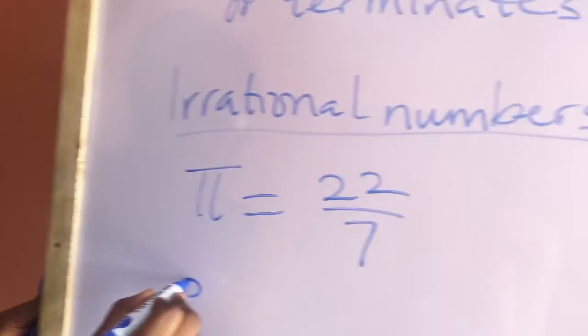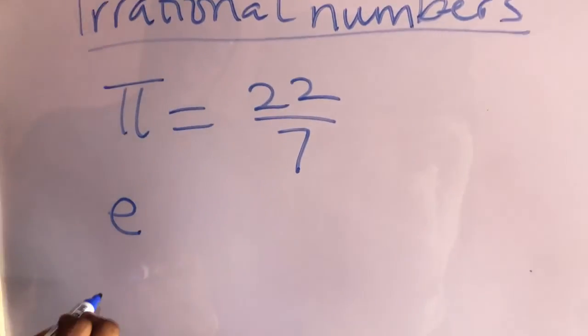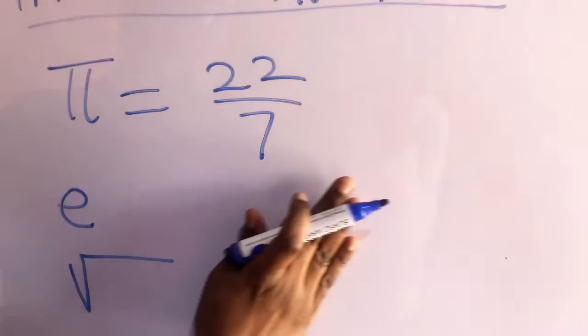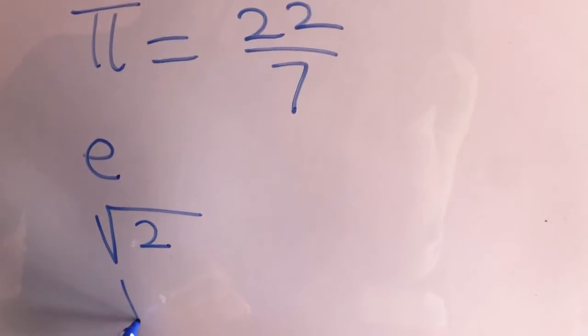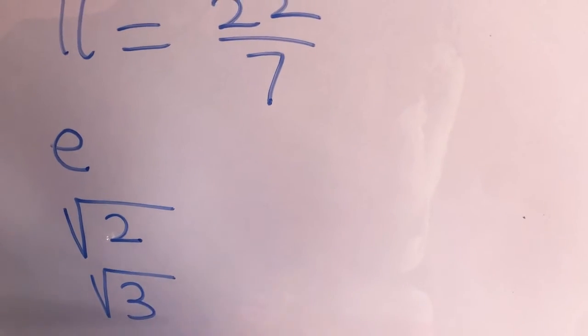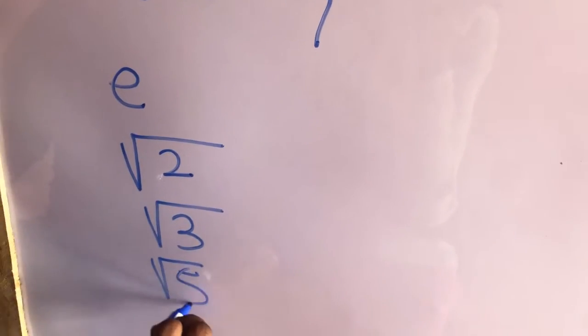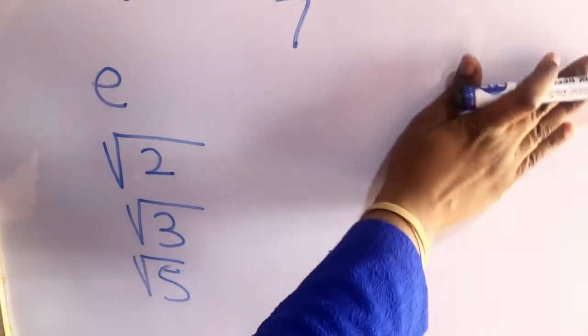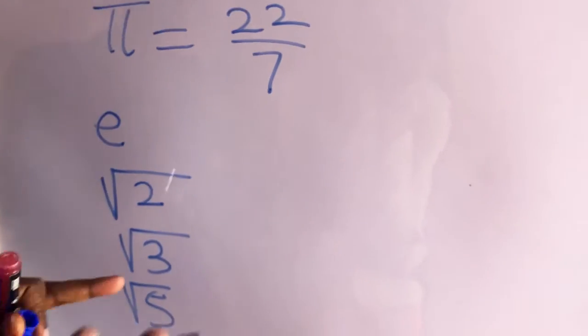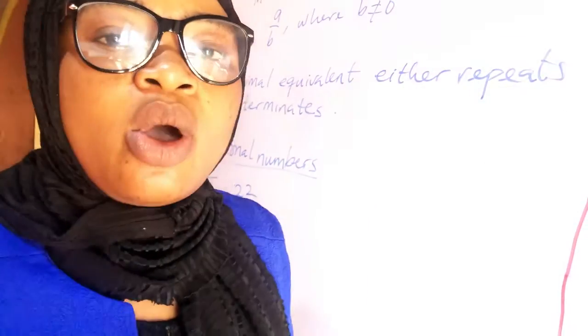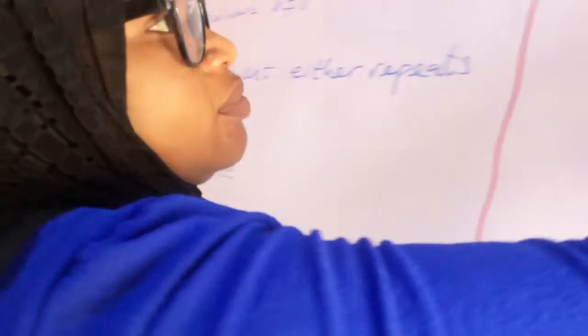So we have E. Then if we have square root of all prime numbers, square root of 2 is an irrational number, square root of 3 is an irrational number, square root of 5 is an irrational number. All those numbers are irrational numbers. Now back to the major work, real numbers. These real numbers consist of all rational numbers and all irrational numbers.